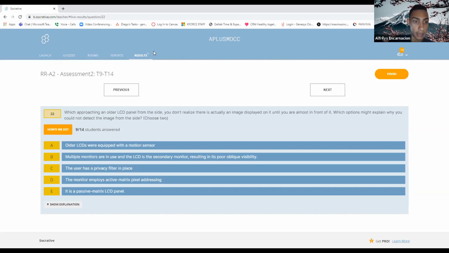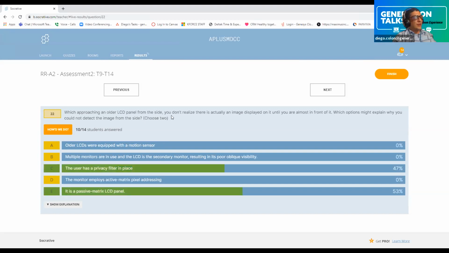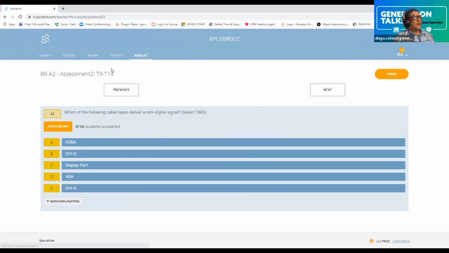I think it's E and A. The motion sensor? Yeah. Oh wait, no, sorry. E and, which one did I pick? C. Okay. Yeah, I would have to agree. Definitely the user's privacy filter and/or the passive matrix on the LCD panel itself may cause the actual problem. Next one.